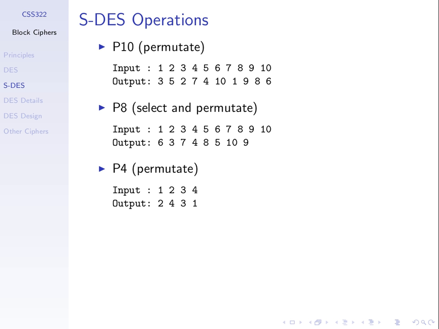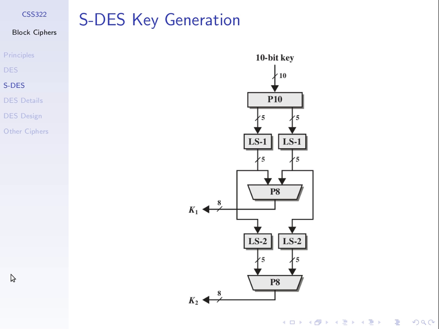Any other questions? Everyone understands the idea of a permutation? It's fixed. P10 is always this permutation. We'll see there are other permutations listed, P8, P4. We'll use them shortly. Next step. That was this step, P10. Now we treat the two halves separately.